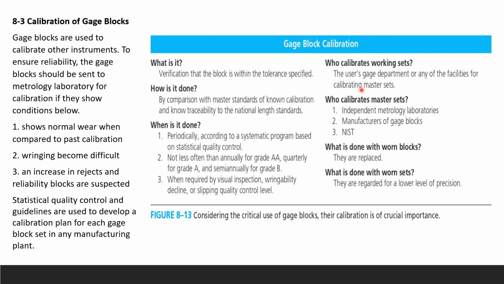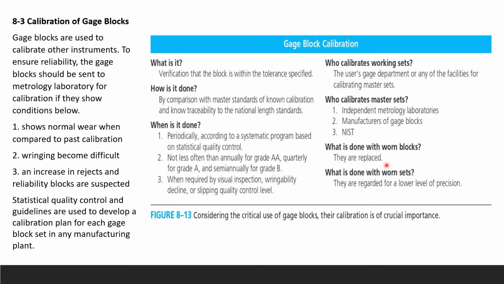So who calibrates working sets? The user gauge department or any of the facilities for calibrating master sets will do that. Some smaller companies hire consultants to do that for them. Who calibrates master sets? Independent metrology laboratories. There are many companies only doing this measurement, calibration, or standardization. Manufacturers of gauge blocks do it if they have a metrology person in the company. And NIST, which is your government.